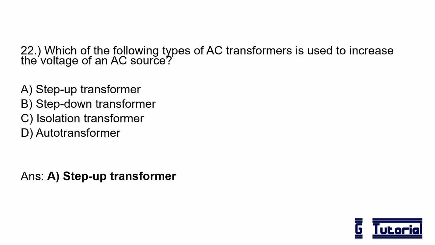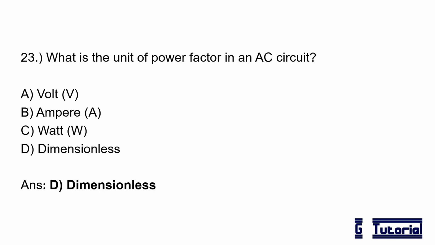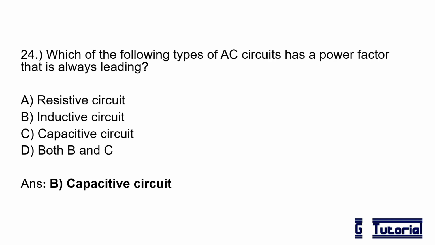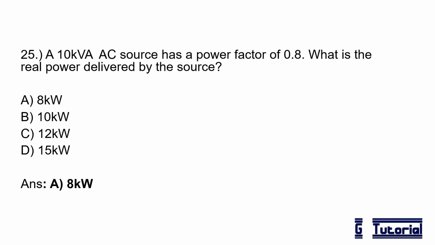Which of the following type of AC transformer is used to increase the voltage of an AC source? Step up transformer is used to increase the voltage of an AC source. What is the unit of power factor? Power factor is unitless or dimensionless. Which type of AC circuit has a power factor always leading? It is capacitive circuit. It has always leading power factor. And lagging power factor is inductive circuit.